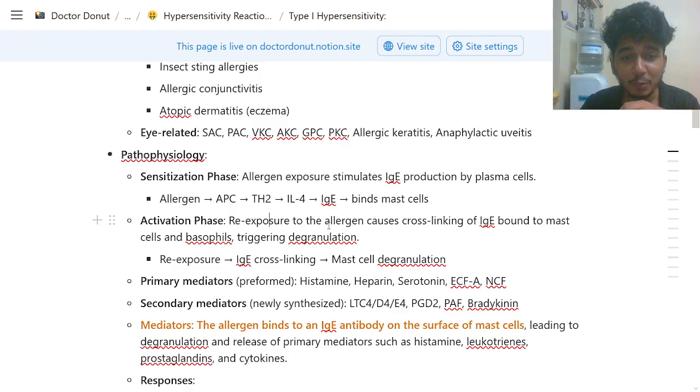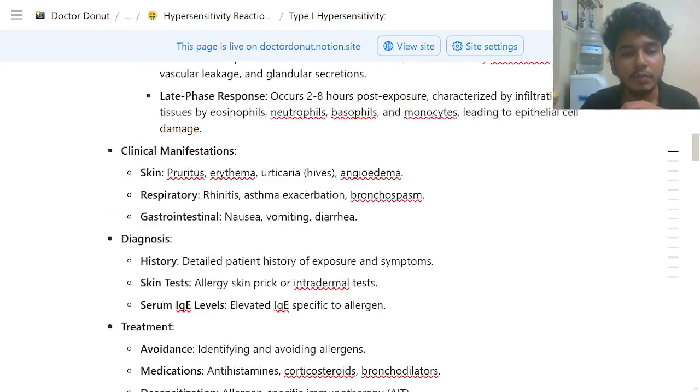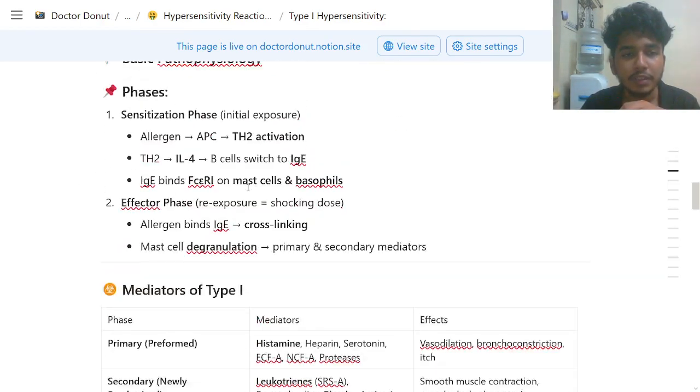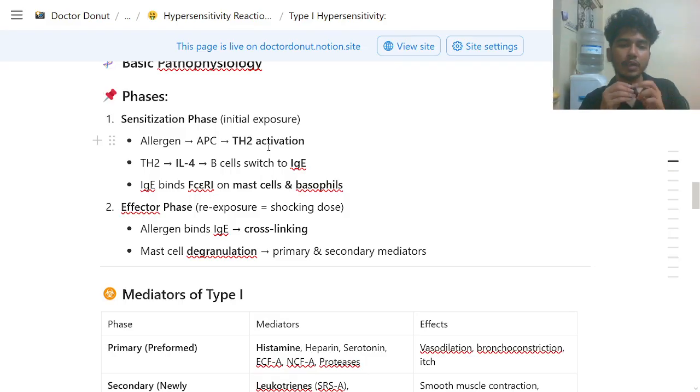So in activation phase, re-exposure to the allergen causes cross-linking of the IgE bound to mast cells and basophils, triggering degranulation, right? So re-exposure, the IgE is cross-linking, and there is degranulation. Now from here we can read through this, but I prefer this one because this is a little bit more interesting. And the reason that I have two types of these is because the first type I did for my exams, and this type I'm trying to be a little more succinct.